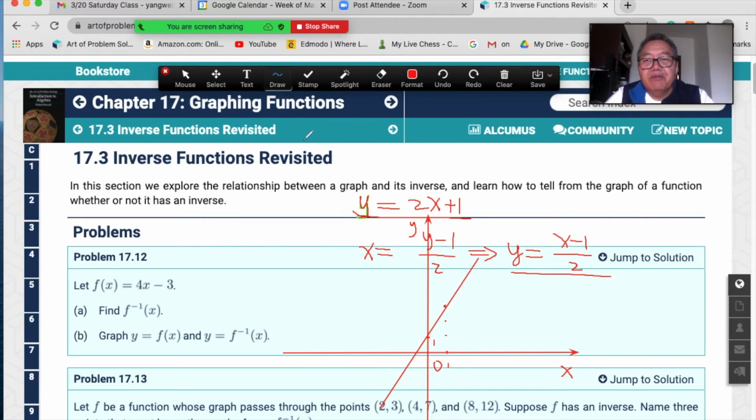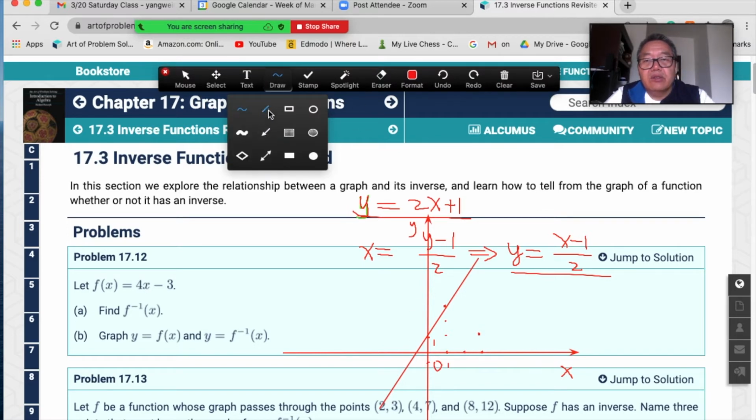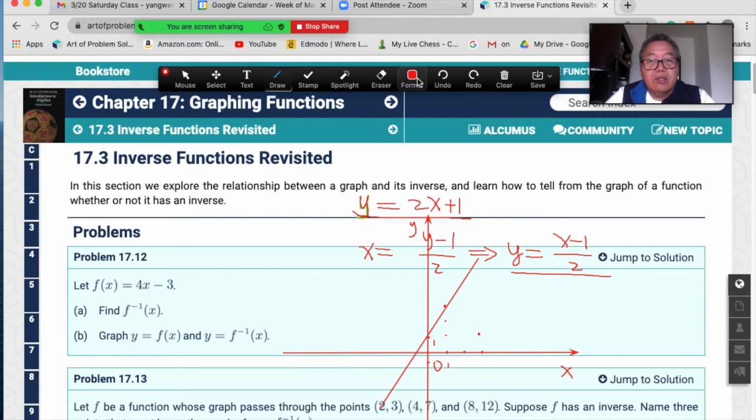Then if you graph this one, when x equals 0, y equals negative 1/2. That will be somewhere here. Then when x equals 3, y equals 1. Okay. Then you connect these 2 points. Let's change the color.